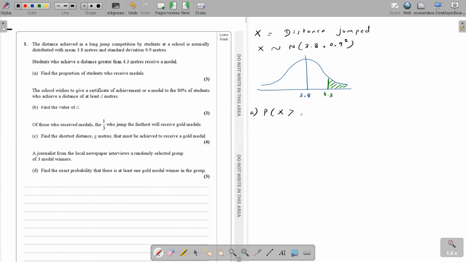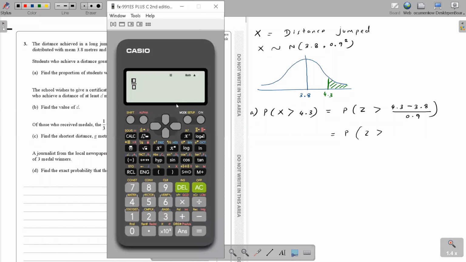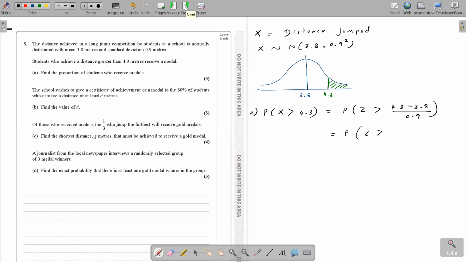Greater than 4.3. This is to receive a medal. So then let's get the value probability. The x becomes z when you turn standard normal. How do you turn it standard normal? For the x value, you subtract the mean and divide by the standard deviation. How much is this in the calculator? 4.3 minus 3.8 divided by 0.9. How much is it? 0.555 recurring.